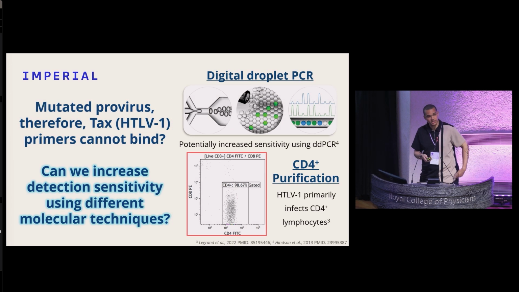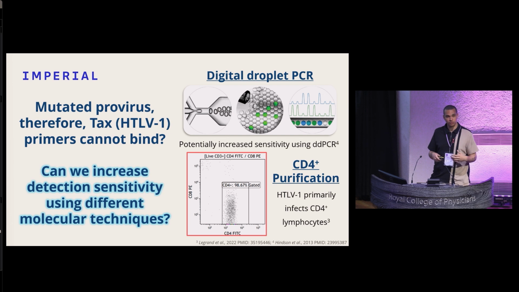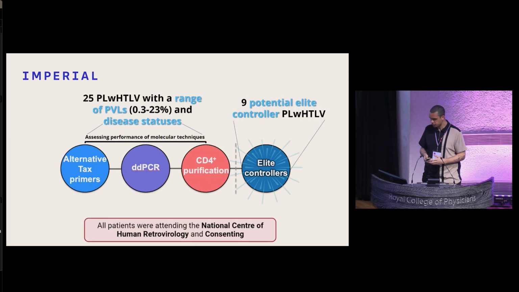And in regard to increased sensitivity, we used digital droplet PCR, which is reported to potentially have increased sensitivity compared to qPCR, and also CD4 positive purification, as it is known that HTLV1 primarily infects CD4 positive lymphocytes. To validate these assays, we used samples from 25 people living with HTLV1 with a range of proviral loads and disease statuses. And once we had validated the assays, we then moved on to looking at these potential elite controller patients.